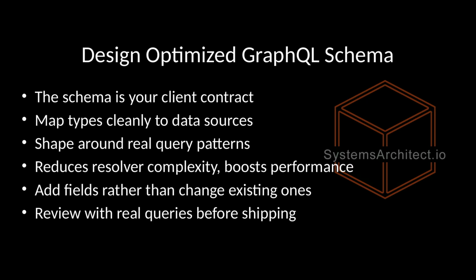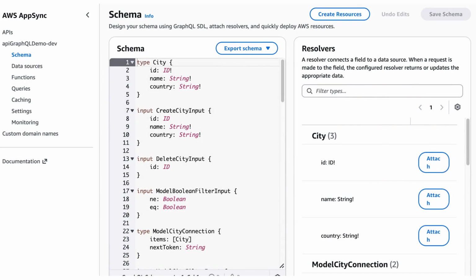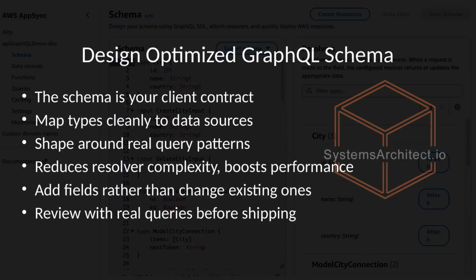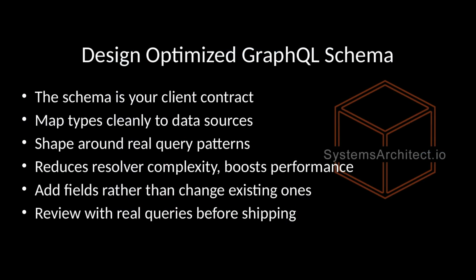2. Design optimized GraphQL schema. Your schema is the contract between clients and your backend, so it pays to design it deliberately. Map types cleanly to your data sources and shape them around how clients actually query, not how your tables happen to be laid out. Why plan the schema up front? A well-structured schema reduces resolver complexity, improves performance, and makes the API easier to evolve over time. Keep backward compatibility in mind by adding fields rather than changing existing ones.